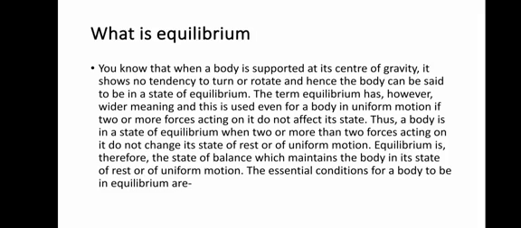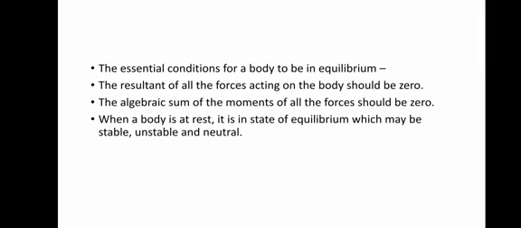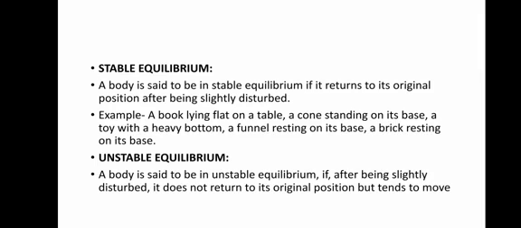The essential conditions for a body to be in equilibrium are: the resultant of all the forces acting on the body should be zero, and the algebraic sum of the moments of all the forces should be zero. When a body is at rest, it is in equilibrium, which may be stable, unstable, and neutral. So let us discuss these cases: stable equilibrium, then unstable, and then neutral. First of all, stable equilibrium.